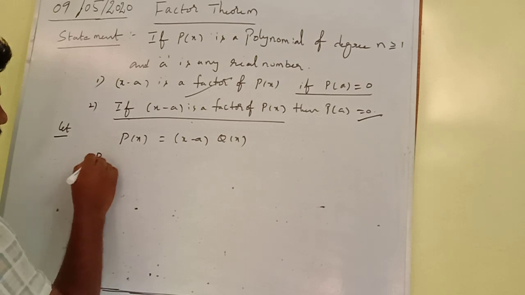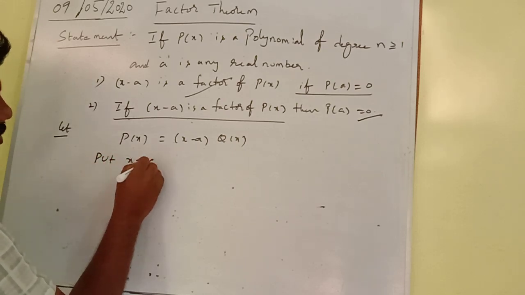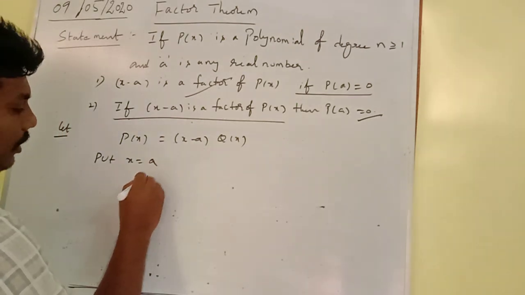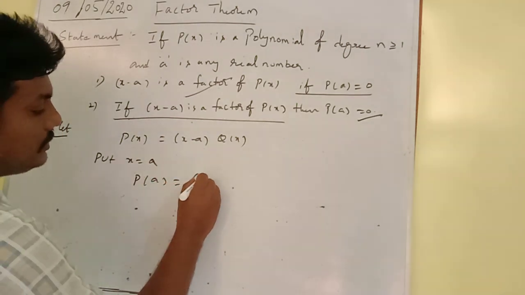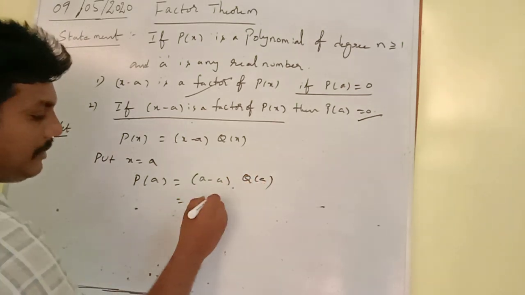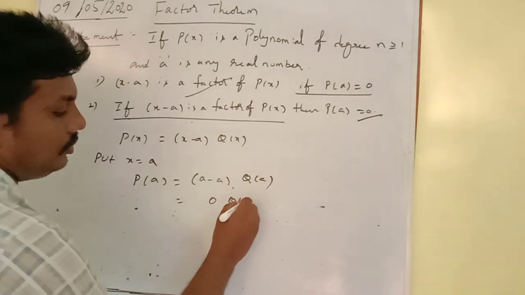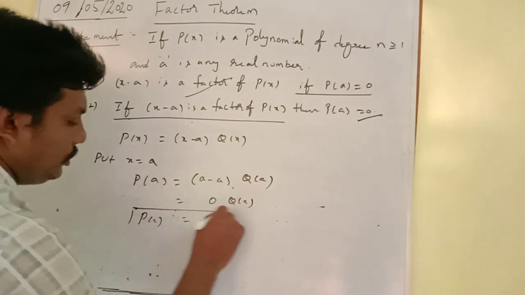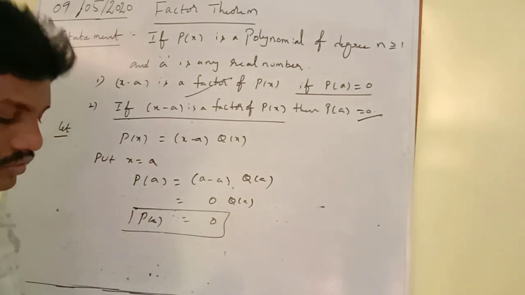Let us put x equals a. If you substitute x equals a, what happens? So p of a equals a minus a into q of a. This a minus a means 0, and 0 into q of a becomes 0. That is, p of a equals 0.